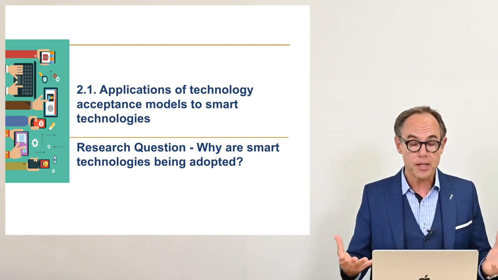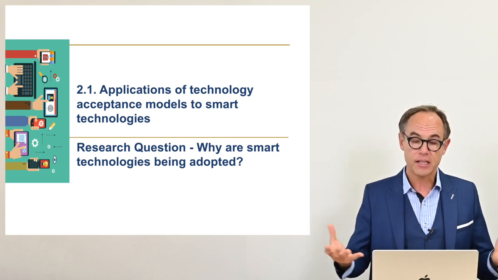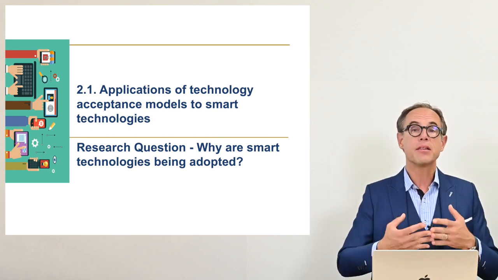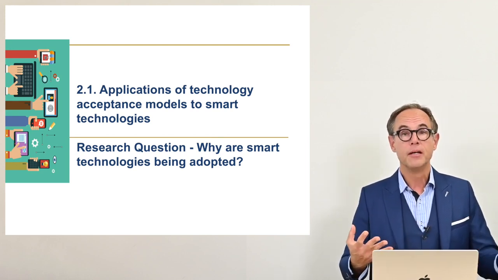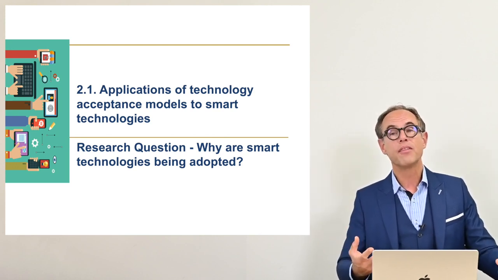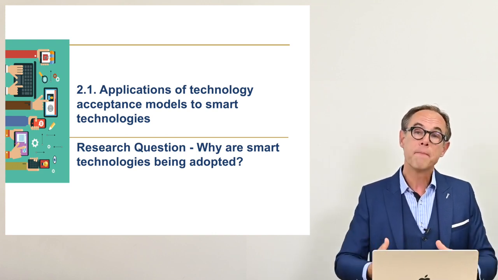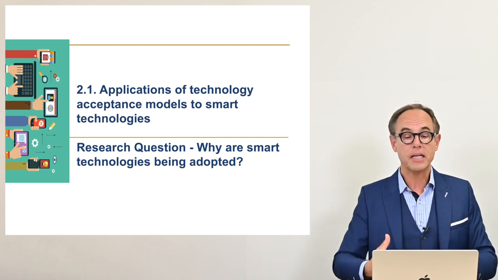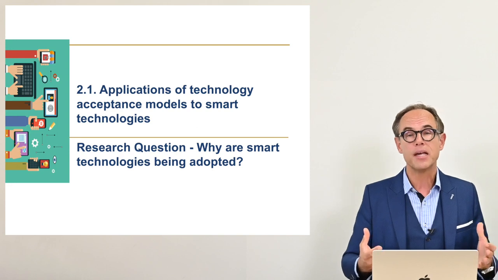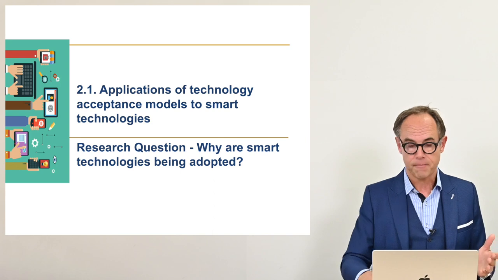And the research question is, why are smart technologies being adopted? The idea is to find the antecedents of technology acceptance. And then in a second step, in chapter 2.2, after having seen the antecedents of technology acceptance, we will see the consequences of technology acceptance, namely what is the impact of technologies on well-being. But let's start with the antecedents. Why are disruptive technologies based on AI and IoT accepted by customers?